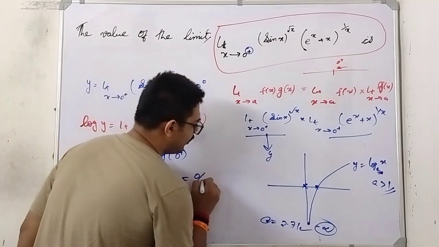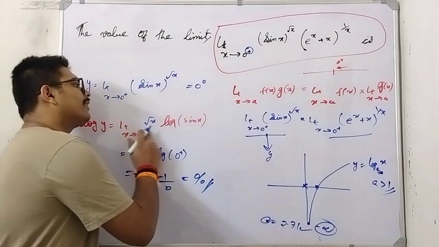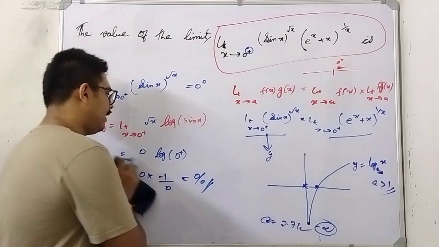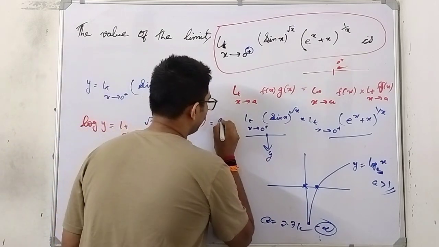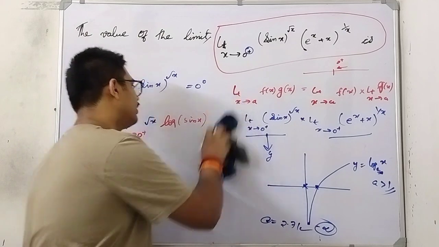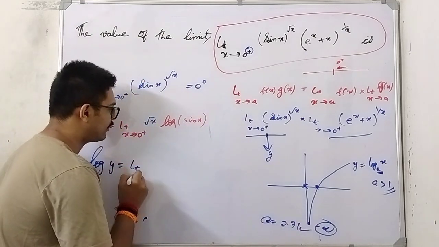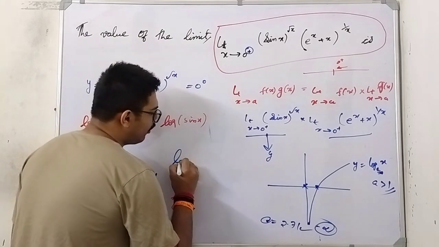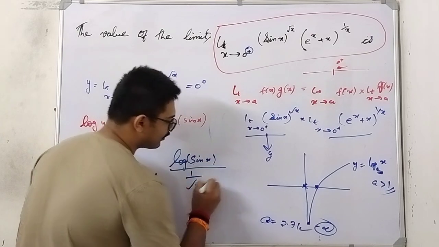It is basically minus 1 by 0, or 0 by 0 form, where you can directly apply L'Hospital rule. But have you noticed, is the function a division? No, it is not a division. We already know it is in that form, so we can apply L'Hospital rule. But how will you apply it? You can do one thing. Log y is equal to limit x extends to 0 plus, I can write it as log of sin x divided by 1 by root x.